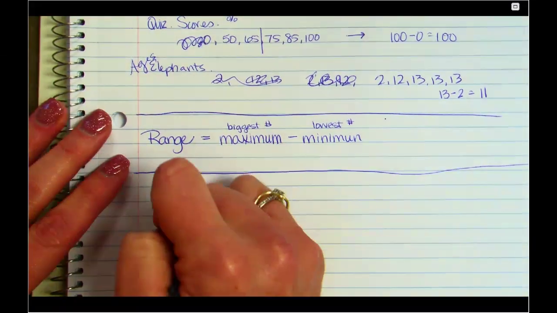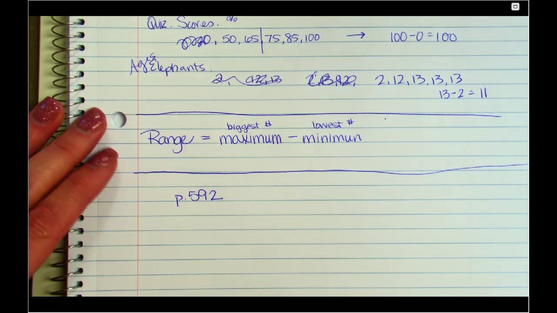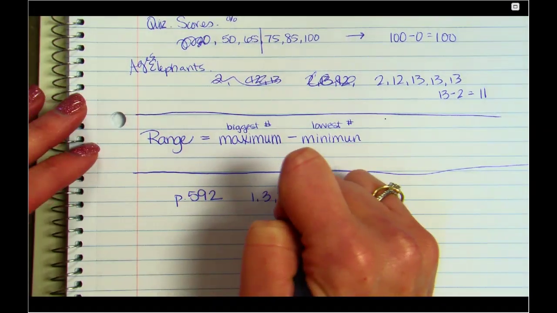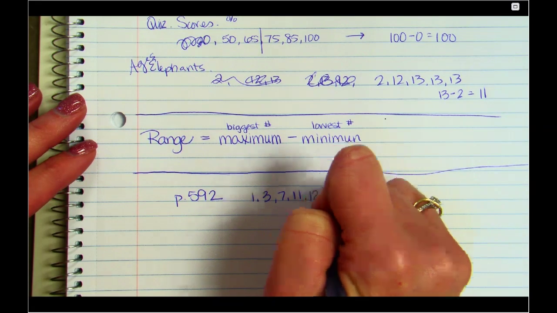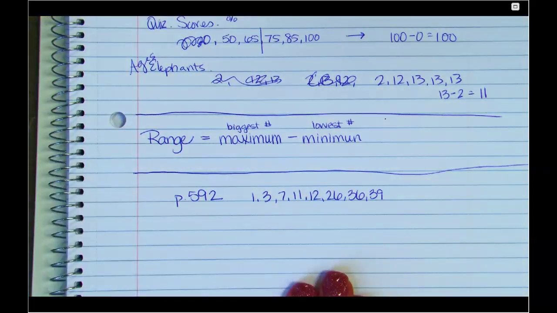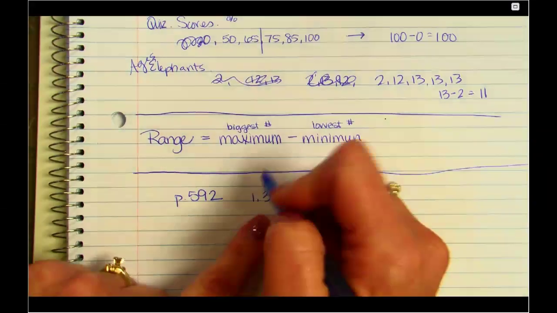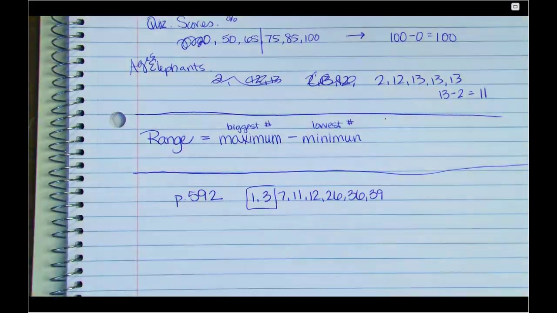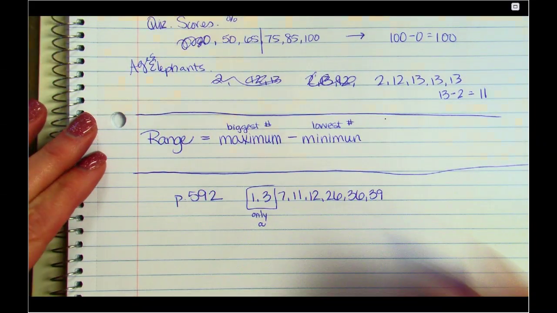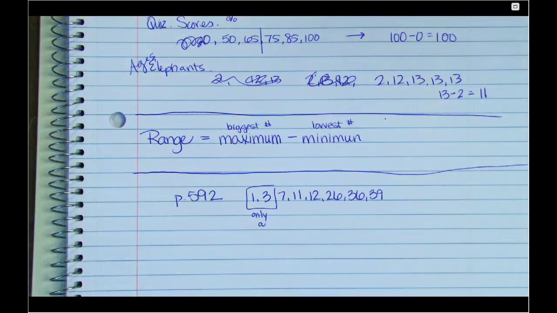It's page 592. Numbers 1 and 3, 7, 11, 12, 26, 36, and 39. 36 and 39 are review. I didn't want to give you that one. Well, review questions. Listen carefully. For number 1 and number 3, those say A and B. You can ignore the B. I only want you to do the A part. Okay, for 1 and 3, you are doing only letter A.